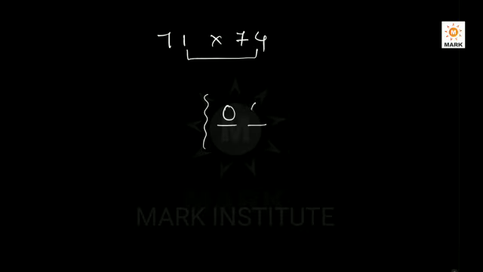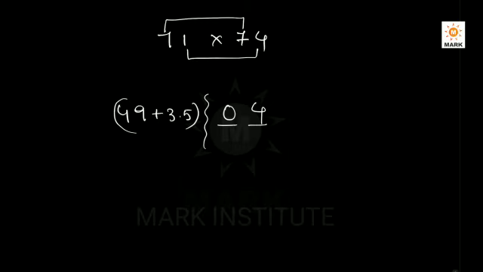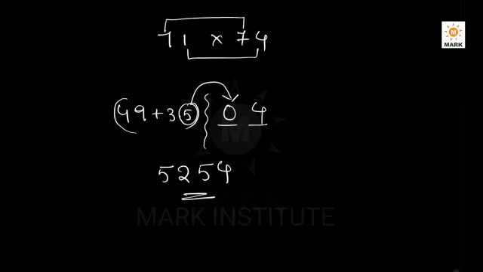I will show you one more example. Suppose there is 71 into 74. See how easy it is. Dividing the answer into two parts, the right side part contains 1 into 4, which is 04. Now the multiplication of these two numbers, 7 into 7 is 49. What is half of 7? 3.5. 49 plus 3.5 is 52.5. That 0.5, whatever the 5 is there, you can write here, no problem. So 5254 is your answer. You can check in the calculator if you want. 71 into 74 is equal to 5254.